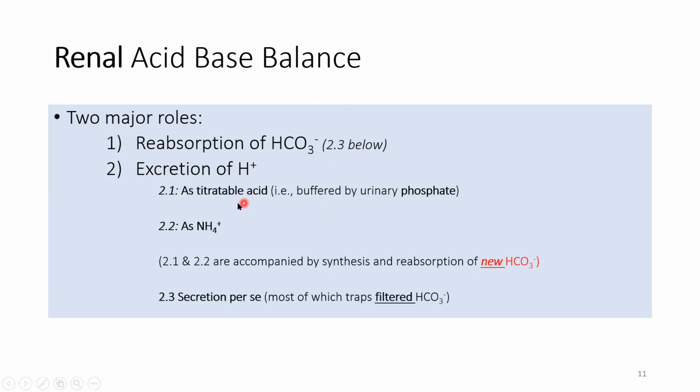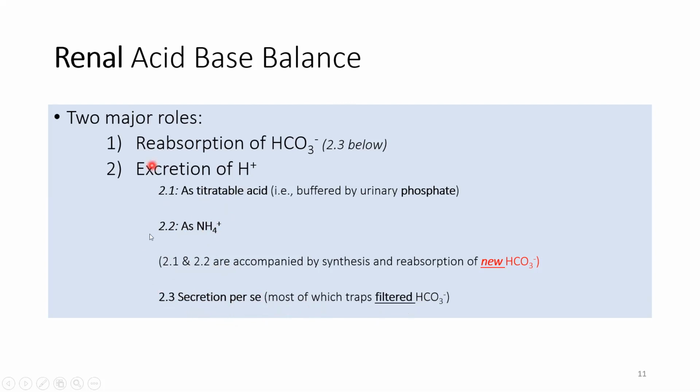as a titrated acid with the urinary phosphate system. We'll talk about this. Number two, as an ammonium ion, we package the hydrogen together with ammonia, NH3, to form ammonium, which is a weak acid, and we excrete it. And then we can secrete some of the hydrogen per se as such. Basically, this per se hydrogen, most of it is used to trap filtered bicarbonate. Let me just clarify this in a bit.